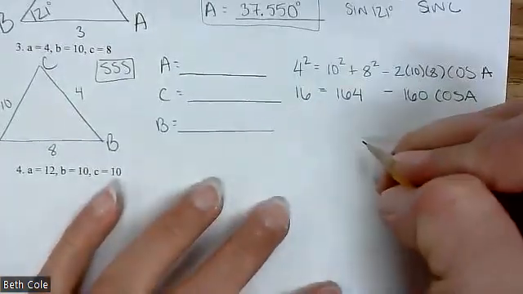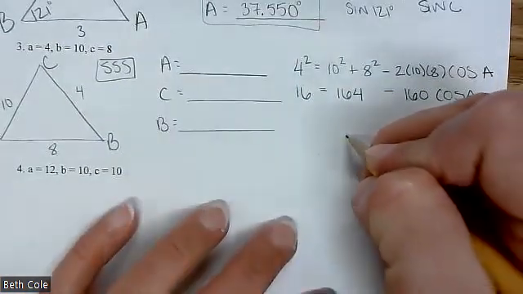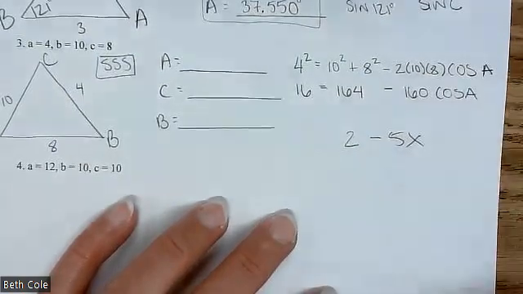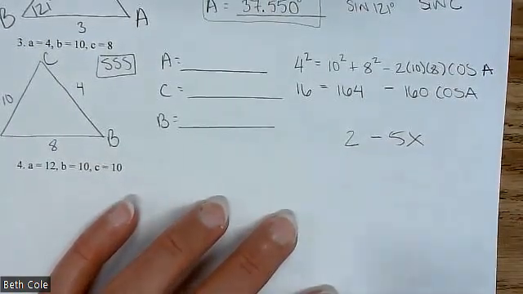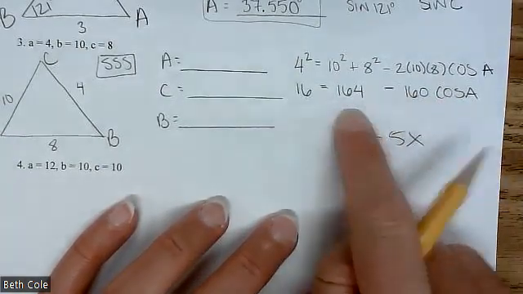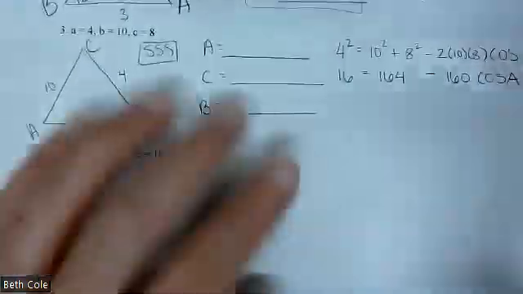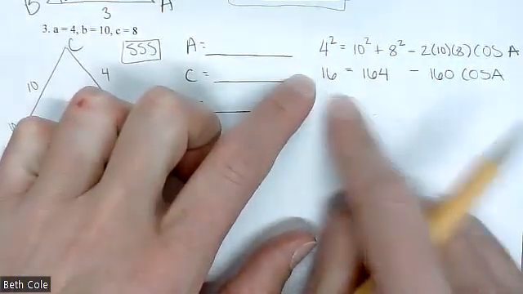It's like this. If you had, don't write this down, but I'll erase it, 2 minus 5x, can you put those together? They're not like terms. This one has a cosine, that one doesn't. Don't put them together. Instead, you're going to subtract the 164 to the other side.